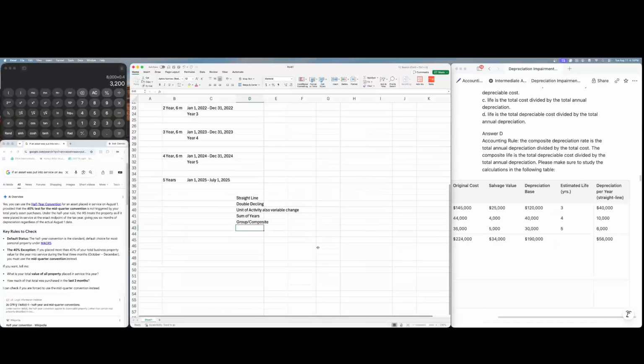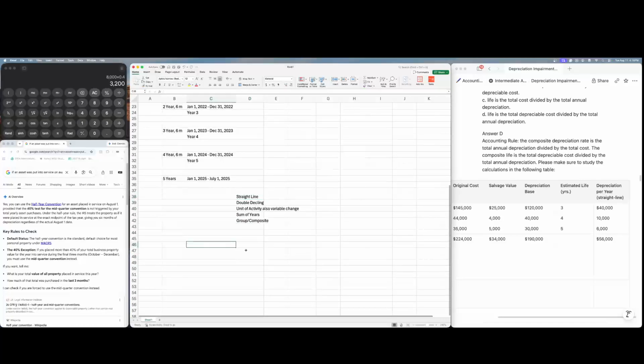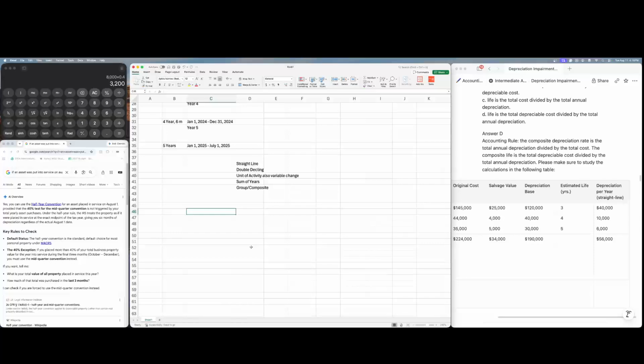There are certain things to know about this, for example, straight line. There's going to be a book original cost, or the book value, right? And then there's going to be a salvage value, which is the value after the useful life. And they'll give you the useful life. For example, this useful life is 6 years.